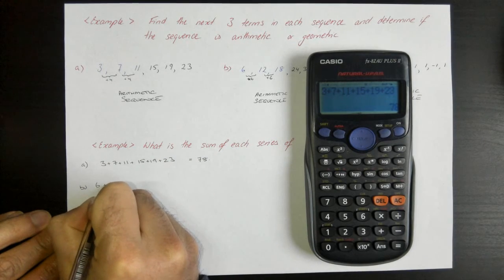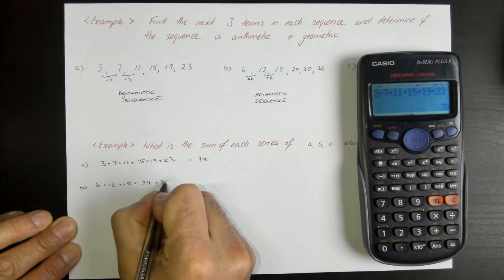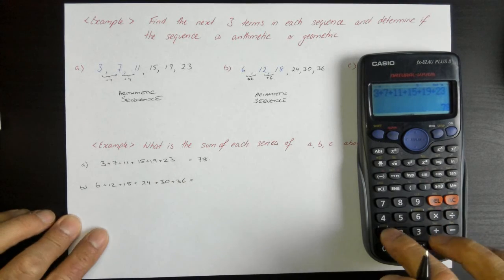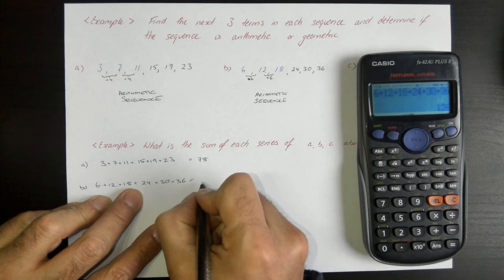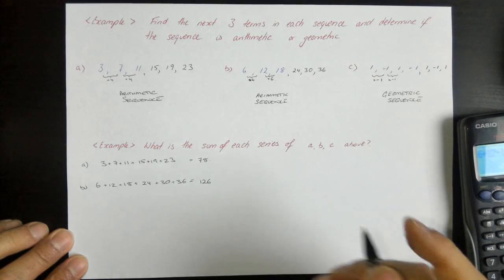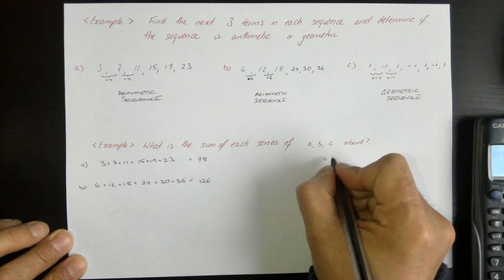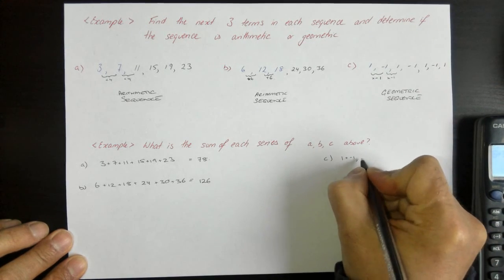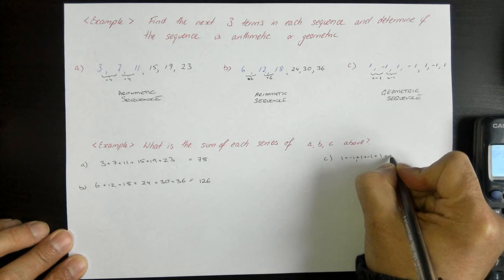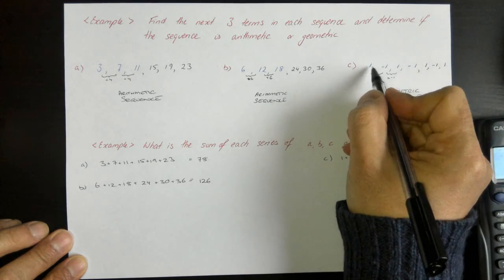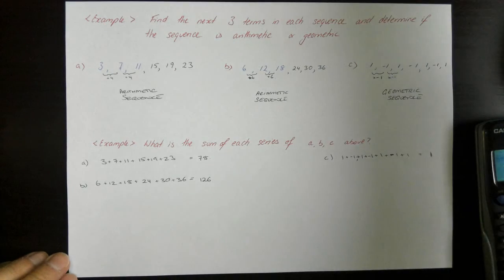So 6 plus 12 plus 18, 24, 30, and 36. And the last one is going to be 1 plus -1, sorry, I'm going to have to do this because this is technically the right way of doing it. So it's 0, 0, and 0, which equals 1. Okay, and that's it for this lesson.